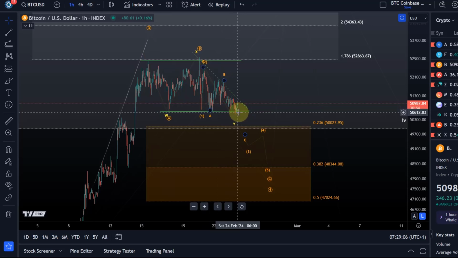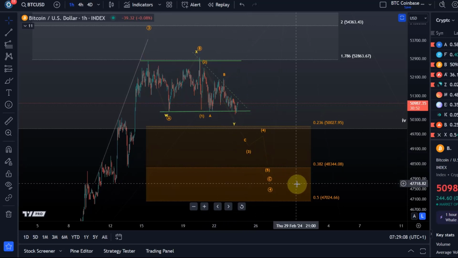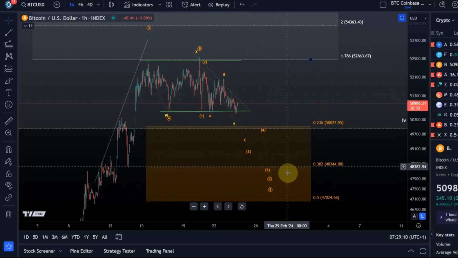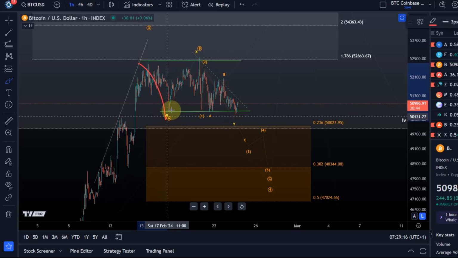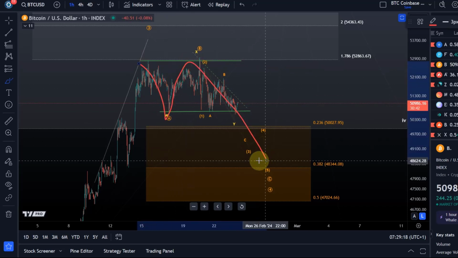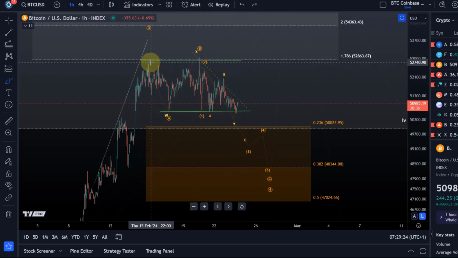A move to the downside, I think, is sort of preferred, but it also doesn't need to happen immediately. So this is just a structure as it appears right now as a reasonable interpretation. A wave, B wave, and the C wave down. If that happens, however, the C wave is quite long, so I'm not entirely sure about it. I just show what I think is a likely interpretation.